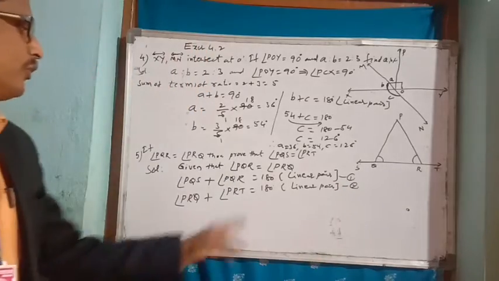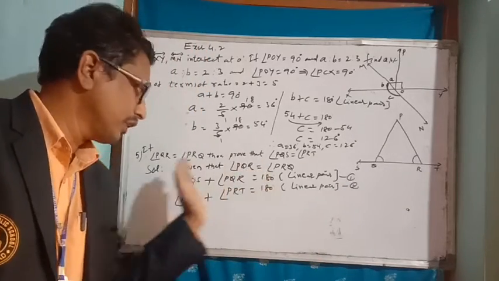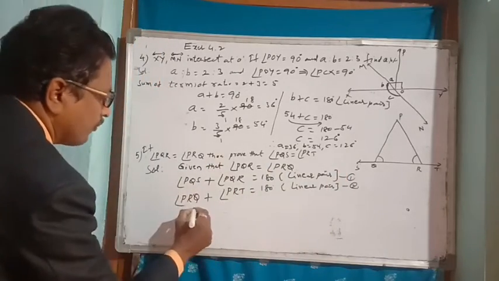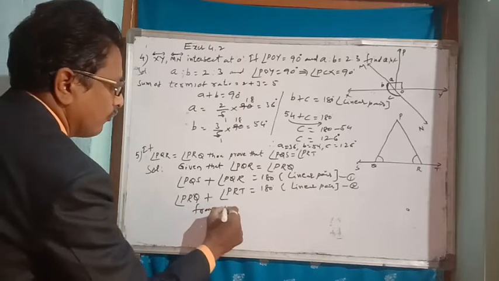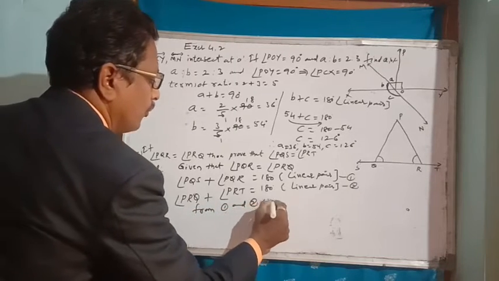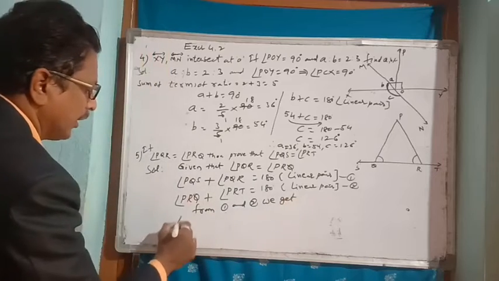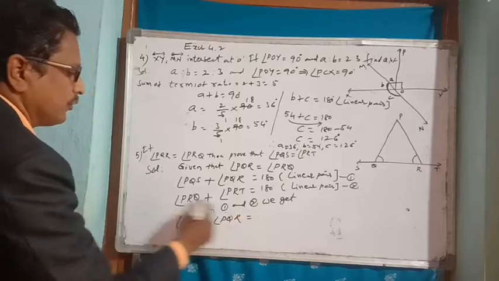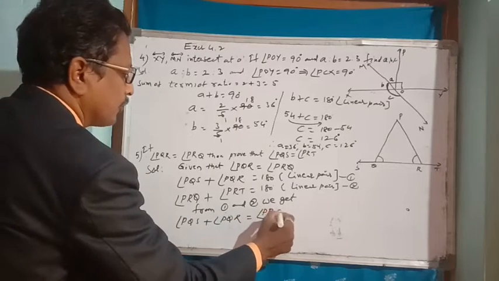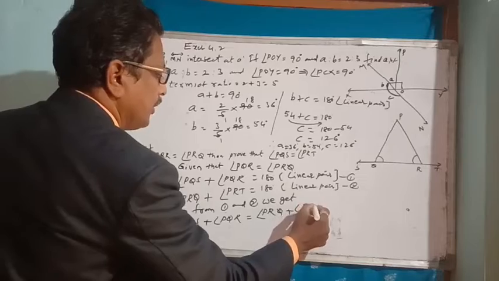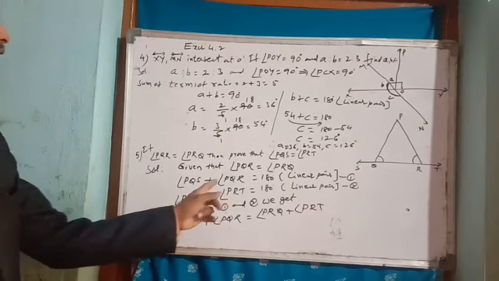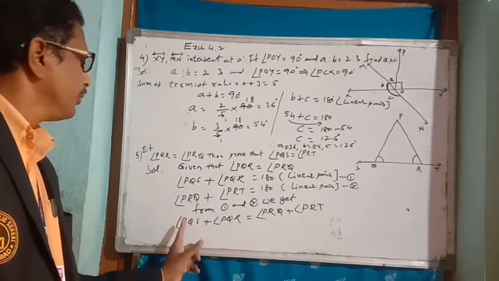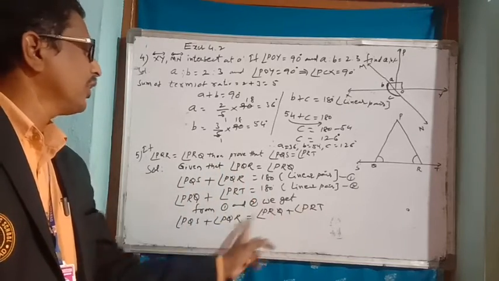So from 1 and 2, the right sides are equal, therefore the left sides are also equal. These two are 180 degrees. From 1 and 2 we get angle PQS plus angle PQR is equal to angle PRQ plus angle PRT. But what is given here? PQR is equal to PRQ.